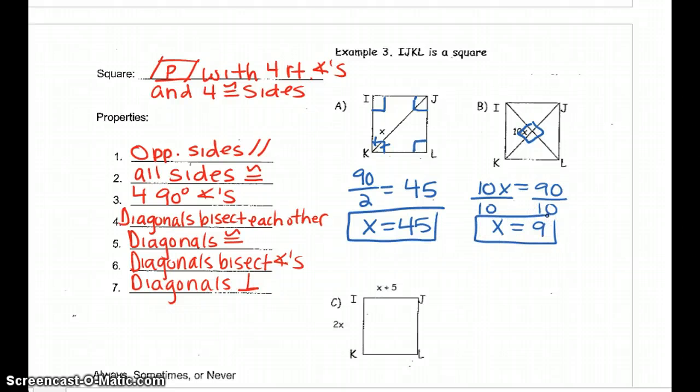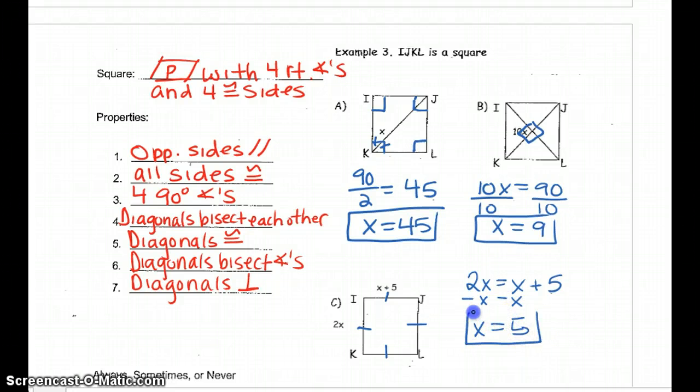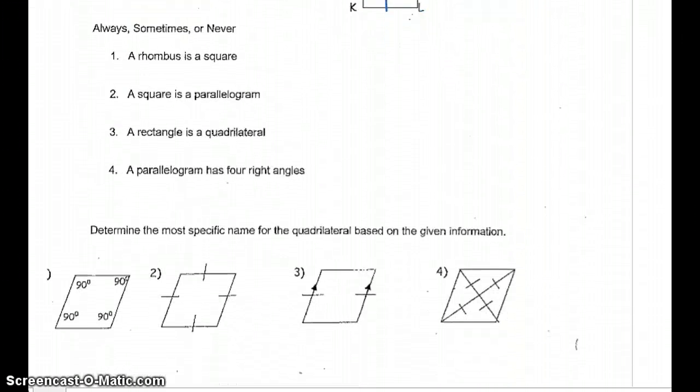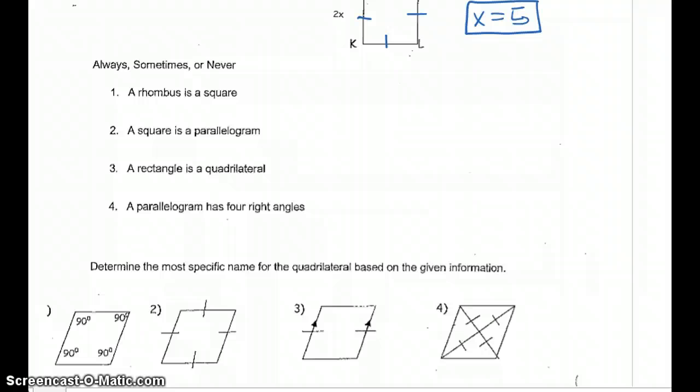In the final example, I know that all 4 sides are congruent, so I can set any 2 sides equal to each other. 2x equals x plus 5. Subtract x from each side, and your answer for x is 5. The rest is extra practice to think about, so think through the problems, try them, and then watch the video for the answers.